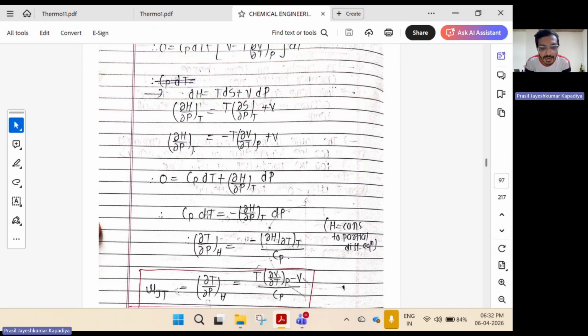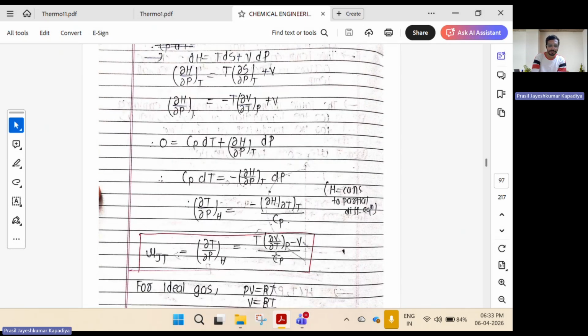So I can write it down as del T by del P at constant enthalpy, because dH is equal to 0. That is equal to minus del H del P at constant temperature divided by Cp. Correct. So I am just moving this term to this side. Del T by del P at constant enthalpy is equal to minus del H by del P at constant temperature divided by Cp. Okay.